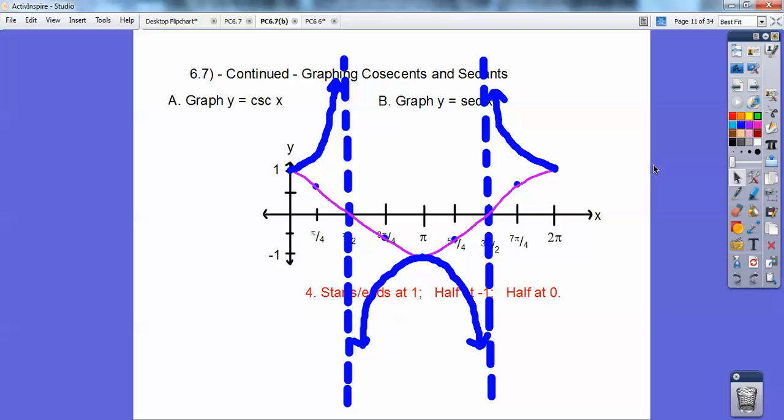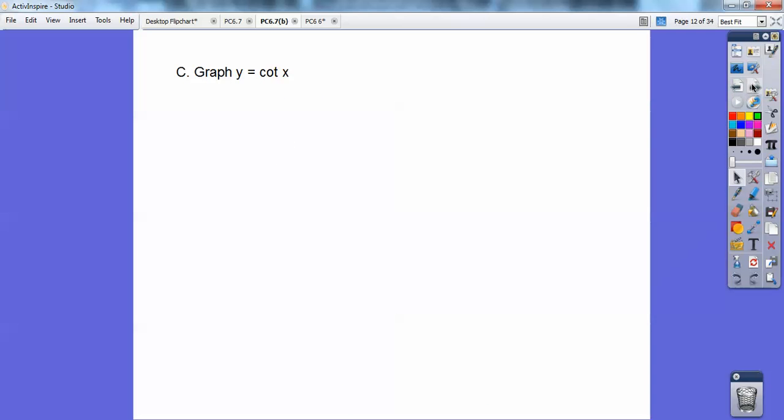If I continued, I'd have another asymptote over here, and it would flare up over there, and I'd have another asymptote going over here, and it would flare up over there. That's your secant graph right there. All right, easy, huh?